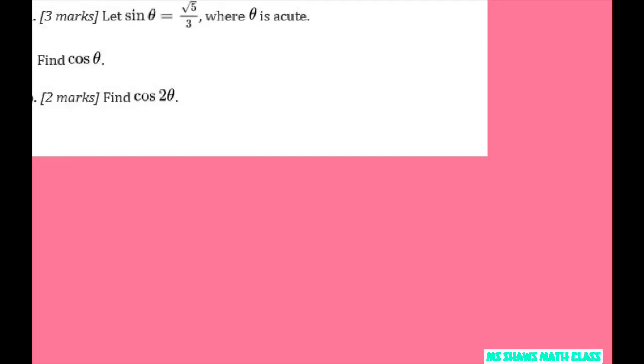Hi everyone, we're going to let sine of theta equal square root of 5 divided by 3, where theta is acute. We're going to find cosine of theta and then find also cosine of 2 theta.